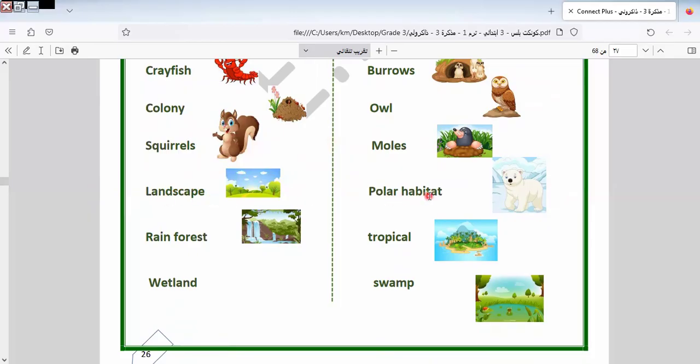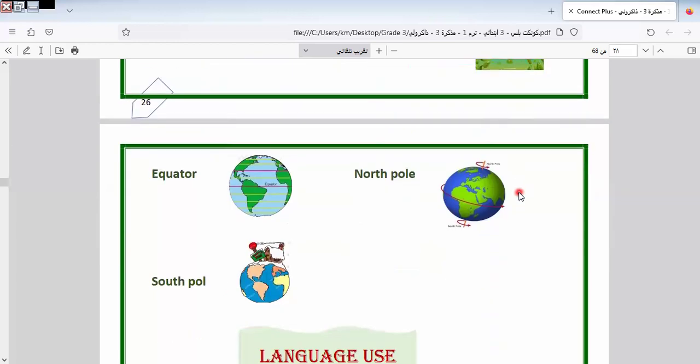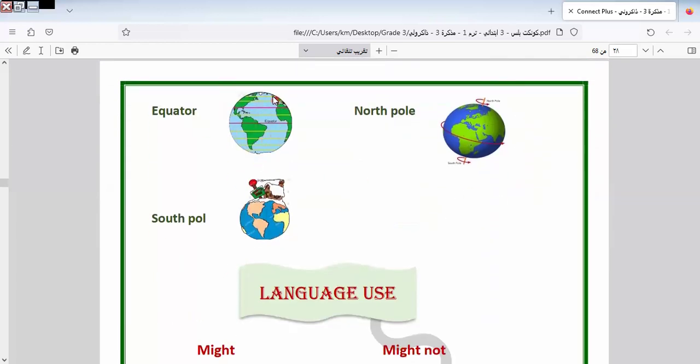Landscape. Polar habitat. We have here rainforest, tropical, wetland. Here is rainforest. Here is tropical, wetland, and swamp. A swamp is like this, land with water. Okay, this is called swamp. Here, we know, equator.